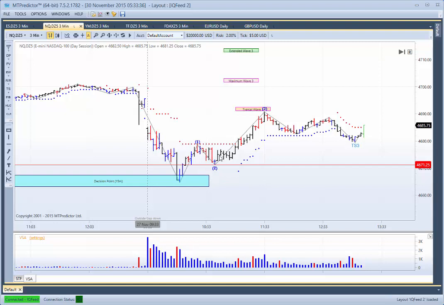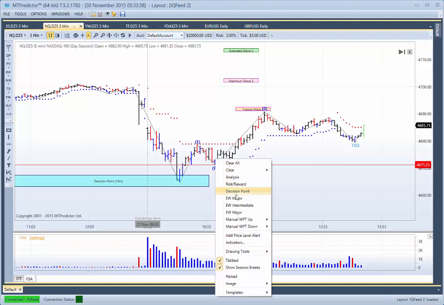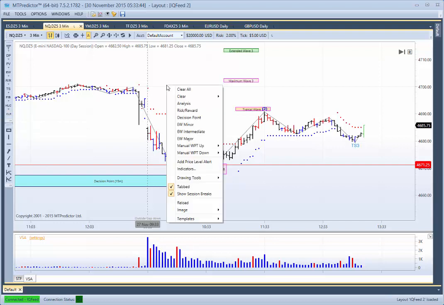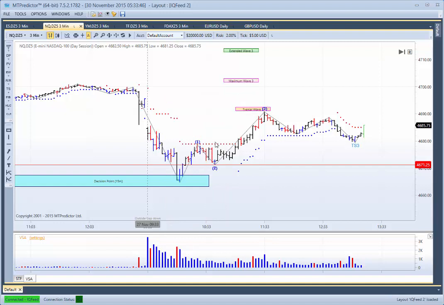What's important about the wave 2 is that if I right mouse click, do Elliott wave minor, it subdivides, or actually I'll come down to a lower time frame chart, because what I was looking for, if I clear the last off, is that wave 2 to subdivide into a lesser degree or minor ABC. This is what I call the MTPredictor Holy Grail trade setup, where we're looking to trade off the wave 2 to catch a wave 3 swing.